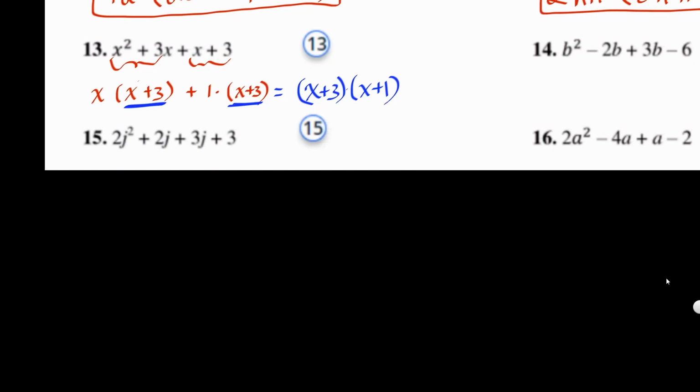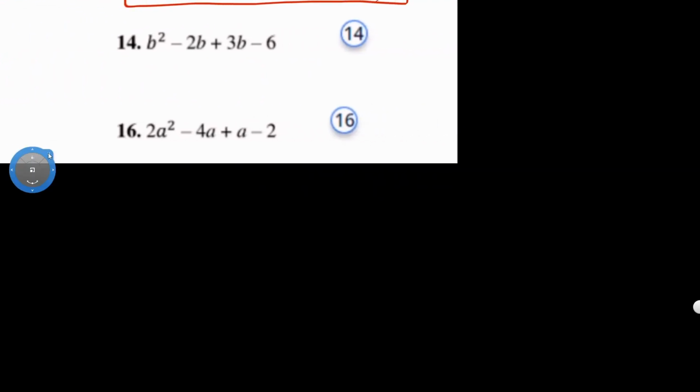This looks a little bit tricky, but if you think about this as one thing, when you distribute, it's x plus 3 times x. That's what this is. And then when you multiply by 1 like that, it's 1 times x plus 3. That's what this is. Got it? When you think about the whole thing as one thing. This is kind of tricky. It's called factoring by grouping. Okay, I think 13, 14, 15, 16, they're all going to be like this. Let's move on. With practice, you're going to master this. No problem. Here we go.